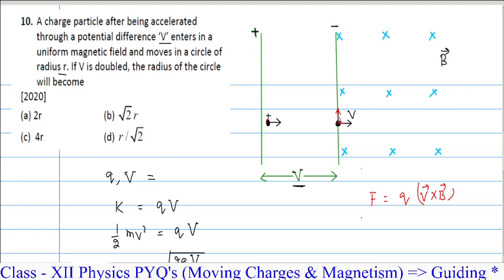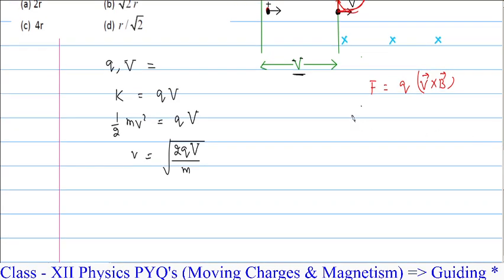Let the velocity be very high so that it starts moving. It moves in a circular path like this. So this is the circular path, and the radius of the circular path, let it be r.